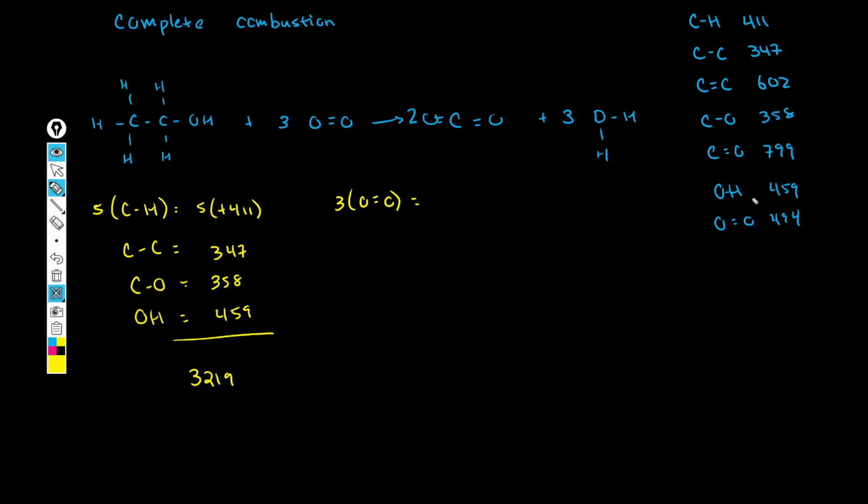So there it is, O double bond O, and that is 494. And in this case, we have 3 of them. So we're going to multiply by 3, and it's still positive. Plug it into our calculator, and we should get 1482. And then when you add it with 3219, you should get 4701.